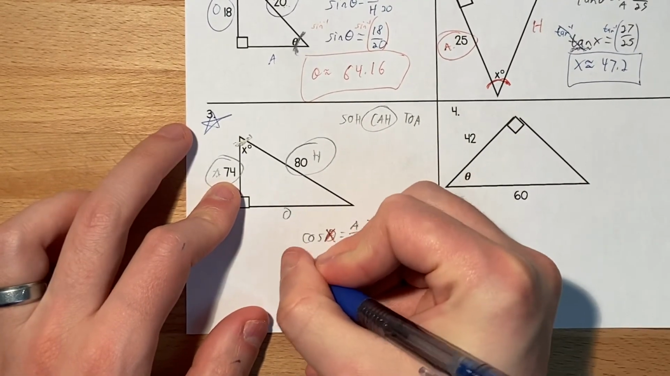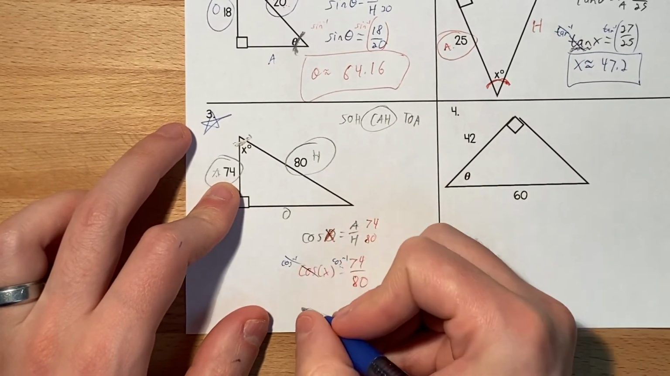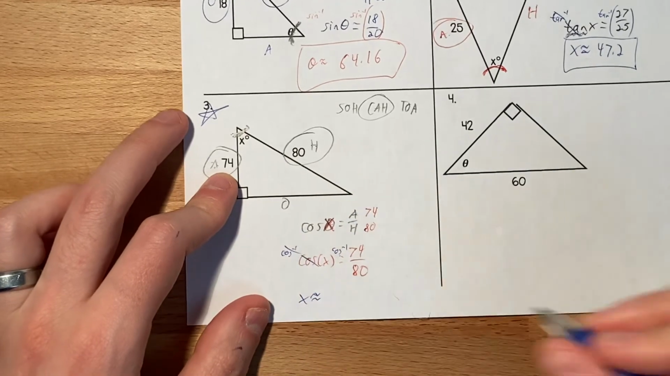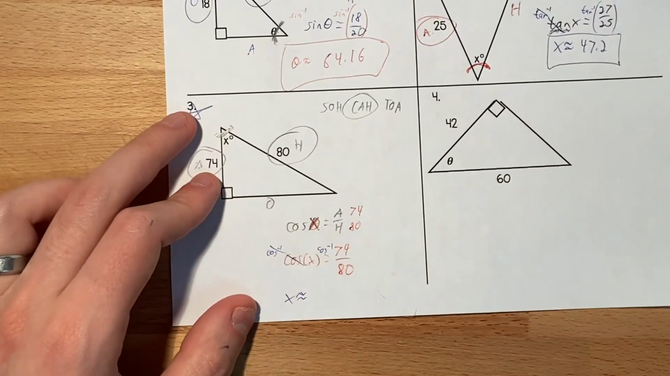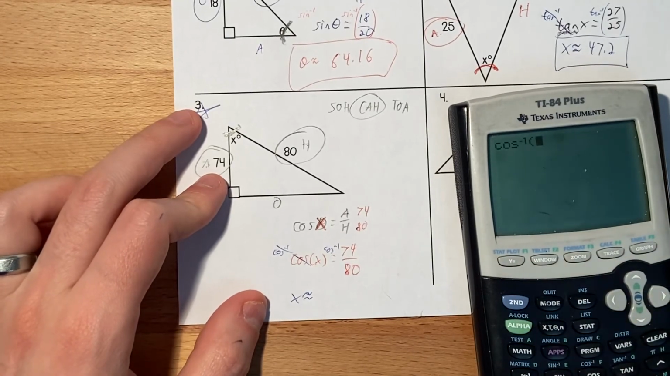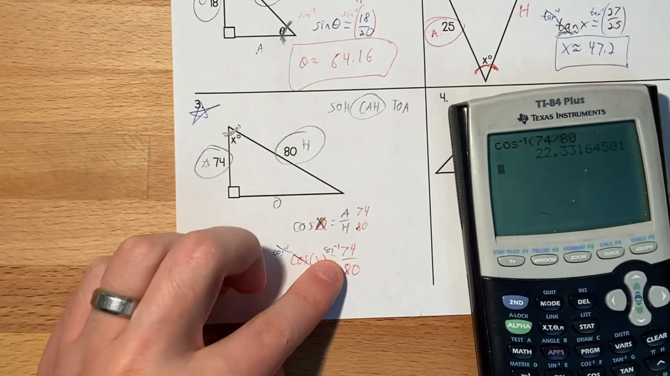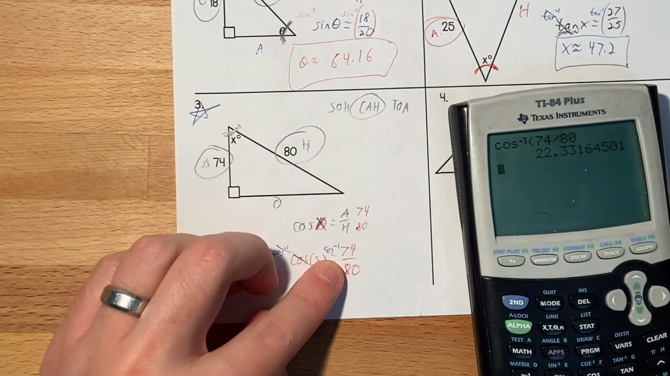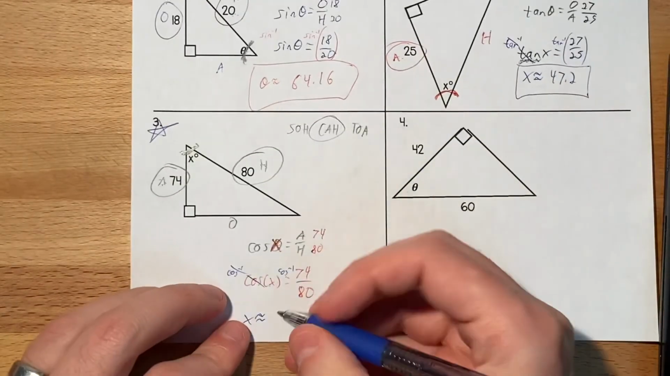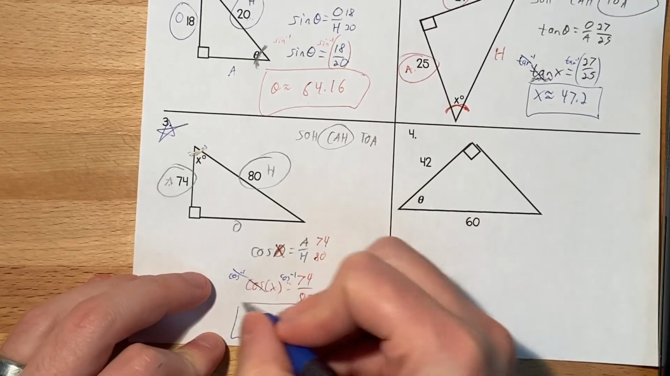So I'm going to be doing cosine inverse of both sides to get rid of that cosine. Inverse cosine of 74 over 80. And that is 22.33 about. Okay, hopefully that is helpful.